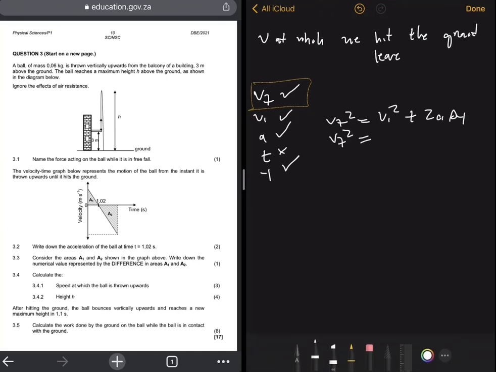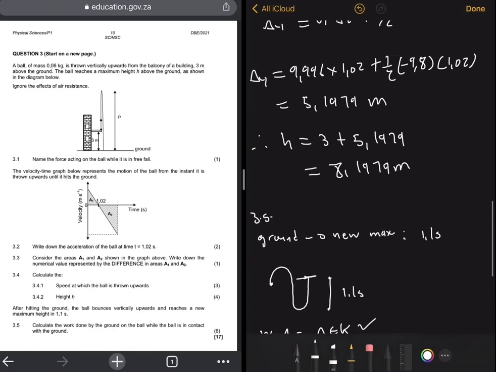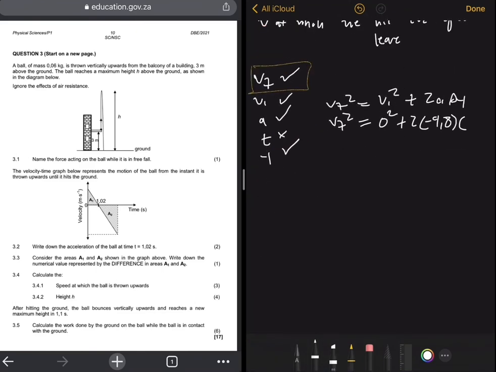So VF squared is our variable of interest, and then VI squared is zero, right? The velocity at the maximum height. And then plus 2A, where A is minus 9.8, and then delta Y is the height which you calculated, 8.1979. Let's take that as 8.2. So it's going to be minus 8.2 because we're starting from the maximum going down, and we took up as positive, so down is negative.